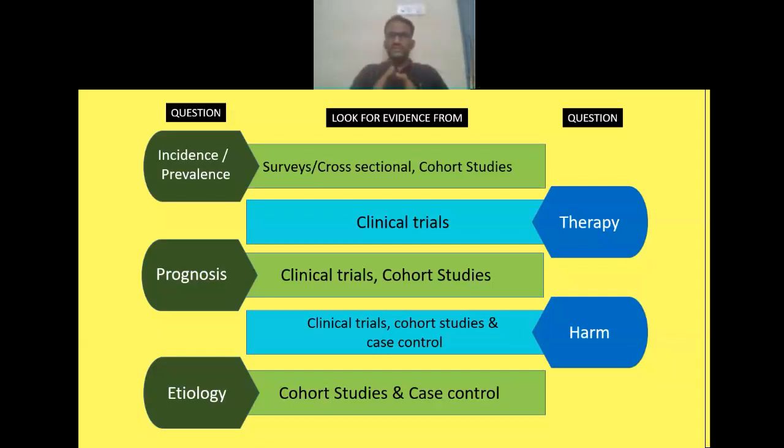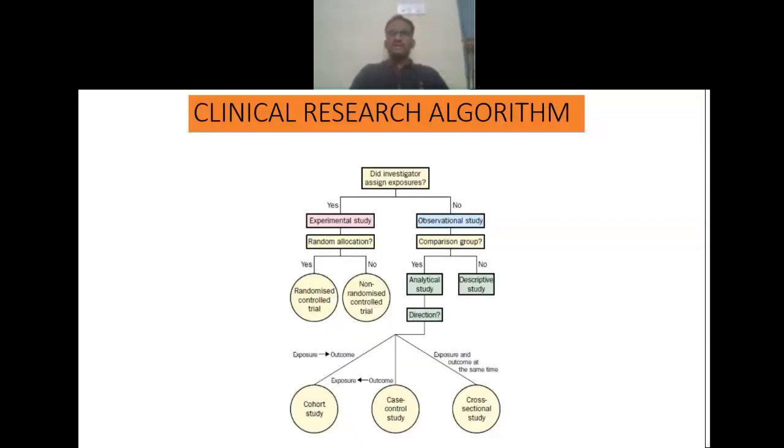I'm not going further into the detail of how these studies are done, as this is not the crux of today's webinar presentation, so I'm just enumerating it. Whenever you are facing a research question, understand where we have to look for the evidence from. We have clinical research. This is one slide which I had purposely added because we have to know what the different types are.